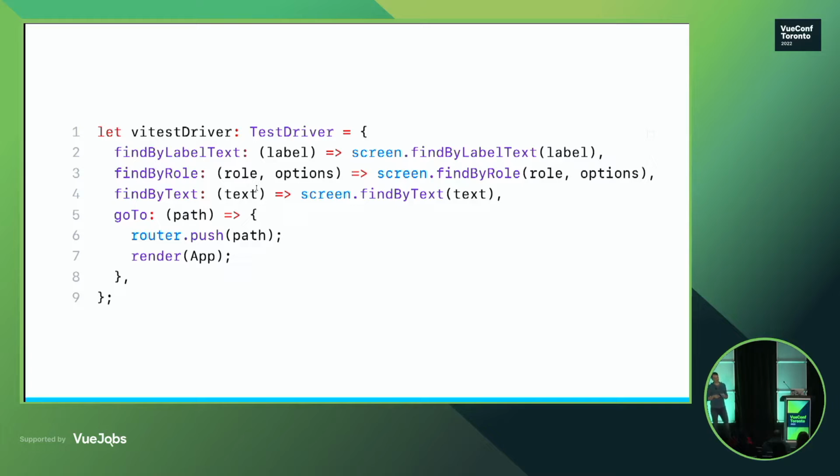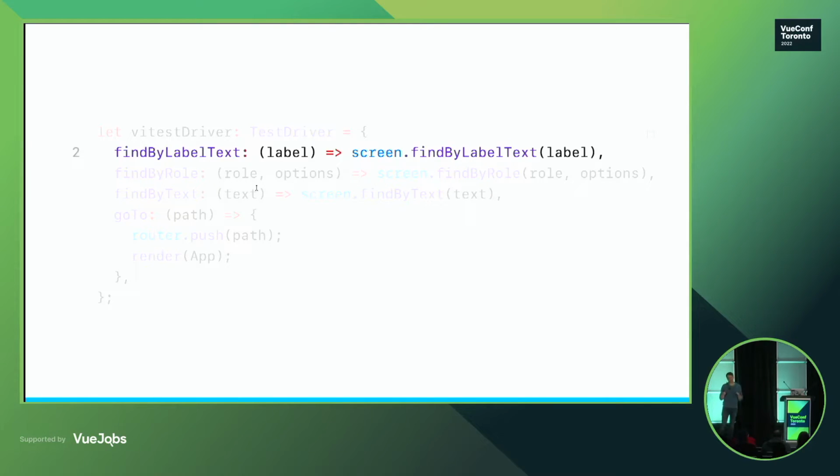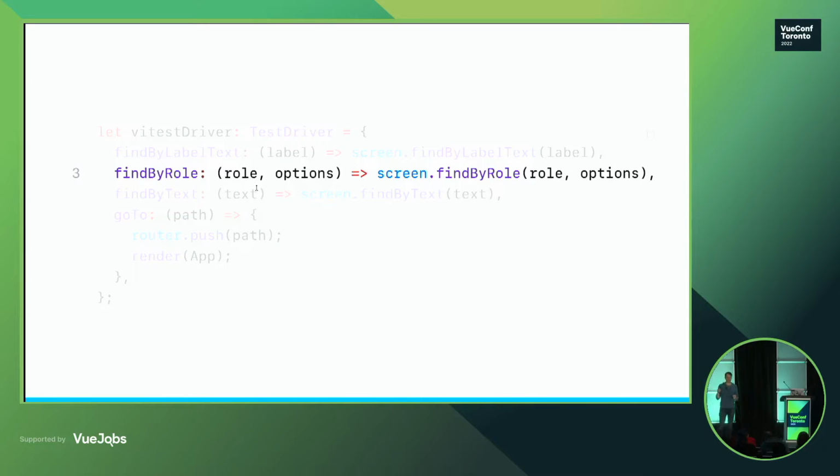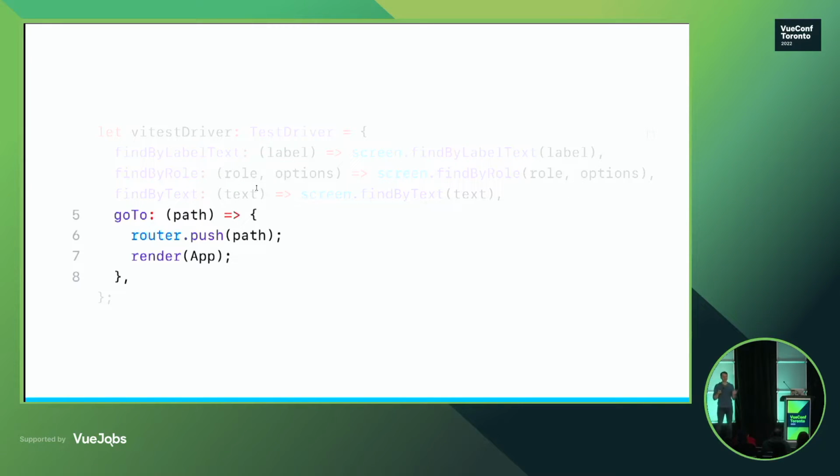And now I think it gets most interesting with the Vitest driver implementation. Again, we have a Vitest driver implementing the test driver type. Again, we have a find by label text method. In this case, we're using the testing library to select DOM elements. So we have screen find by label text, and for find by role, we have screen find by role. This works now in the mocked DOM, not in the real browser. Find by text, and now the go-to method, the most important part.